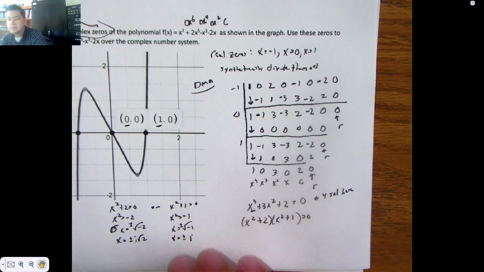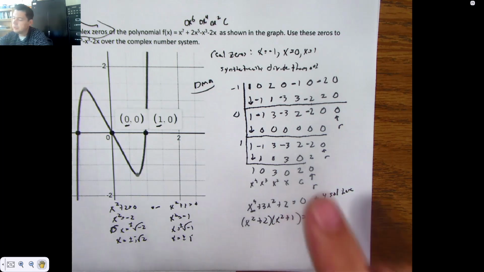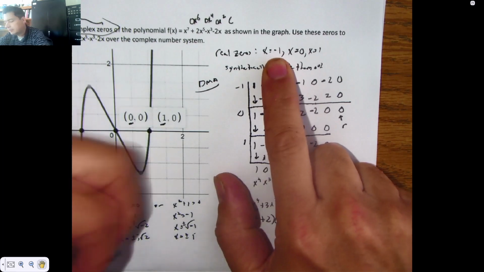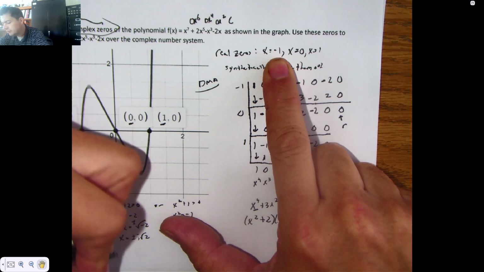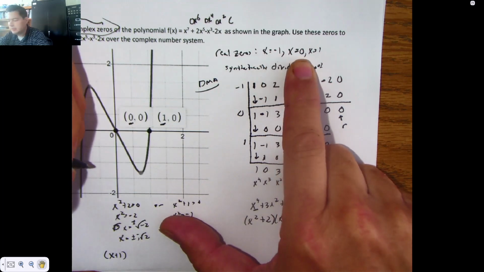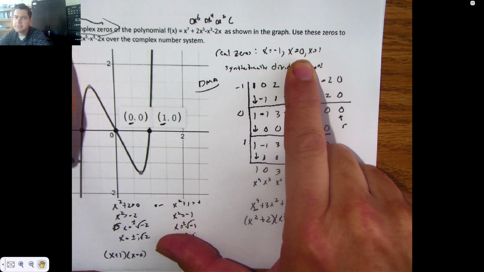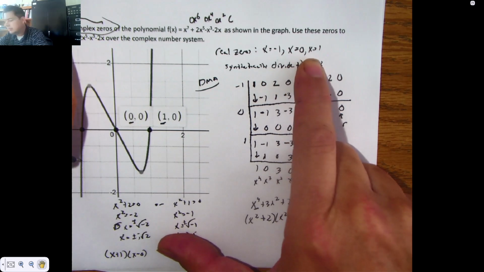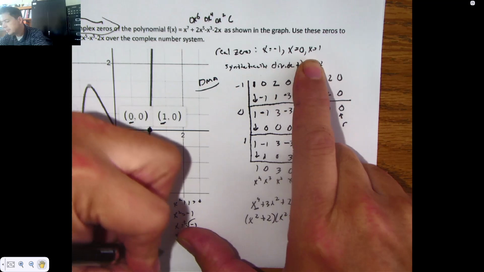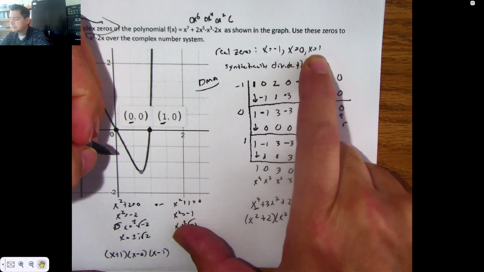Now your job was to use those zeros to completely factor over the complex number system. So here's a 0. The factor is x plus 1. Here's a 0. The factor is actually, oddly enough, x minus 0, which I'll clean up, because that's what we do. We take away. Here's a 0. The factor is x minus 1. We just take away whatever the 0 is.